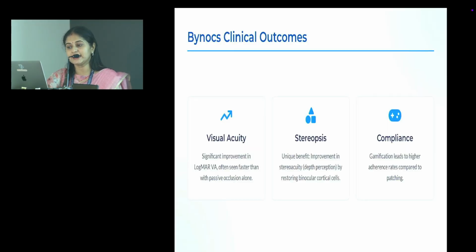And the unique benefit is improvement in stereo acuity, depth perception, by restoring the binocular cortical cells, which you don't get in patching. And compliance: gamification leads to higher adherence rates compared to the patching.